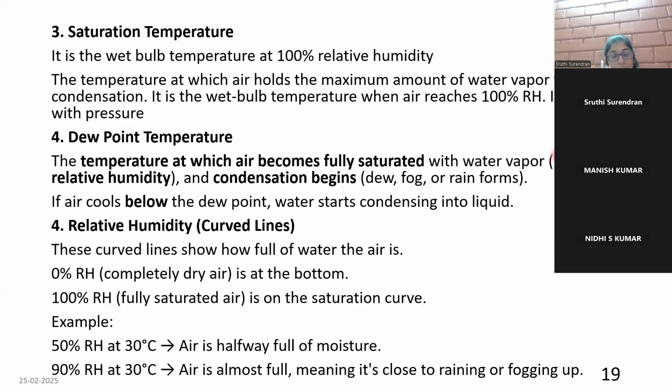Because beyond this temperature, if water vapor starts getting added to the air, some existing water vapor will cool down, will condense, and convert from the vapor to the liquid phase. So that particular temperature which can hold the maximum amount of water vapor is called the saturation temperature. Now, if water vapor tends to evaporate beyond the saturation temperature, it will result in condensation. So the temperature at which the air becomes fully saturated with water vapor and condensation begins is called the dew point temperature.